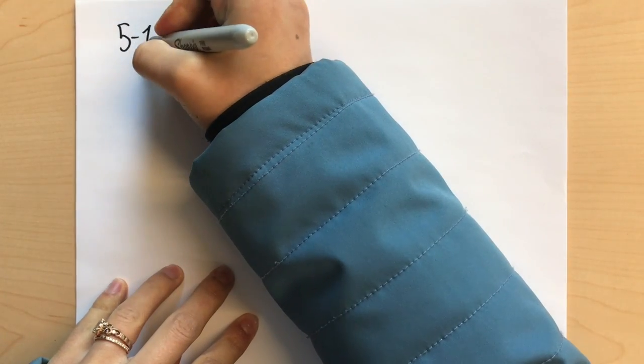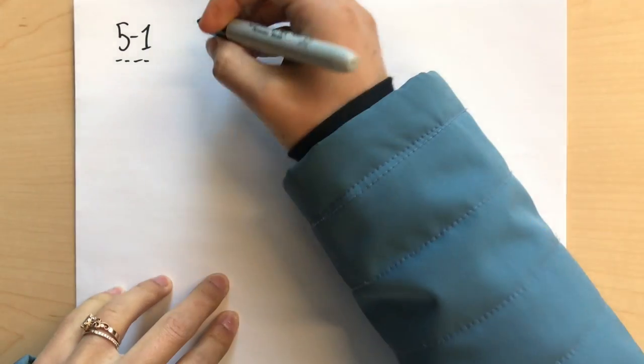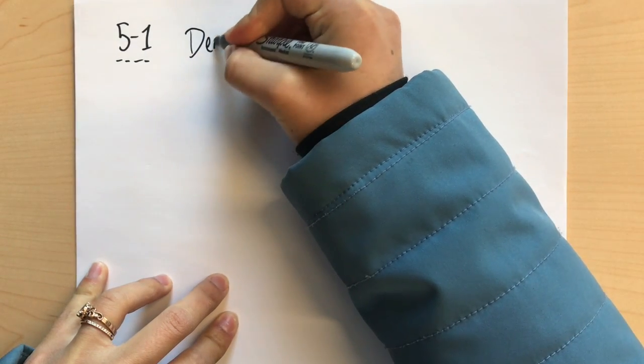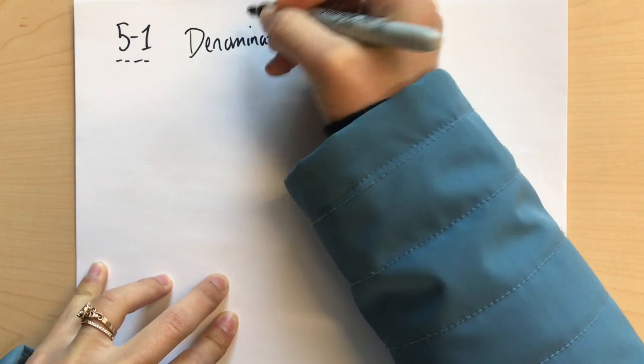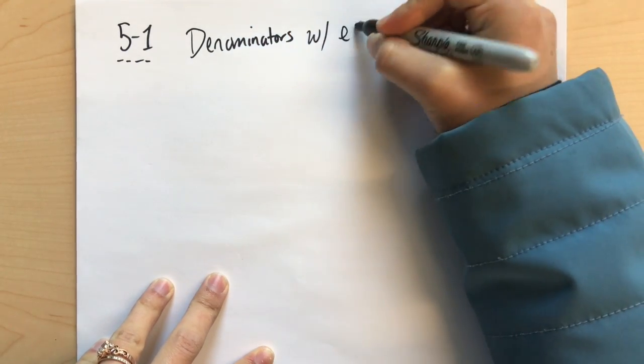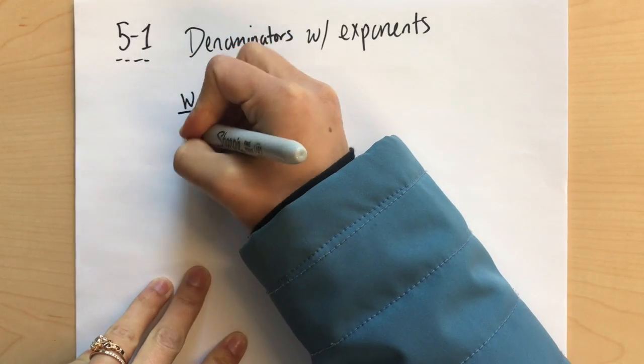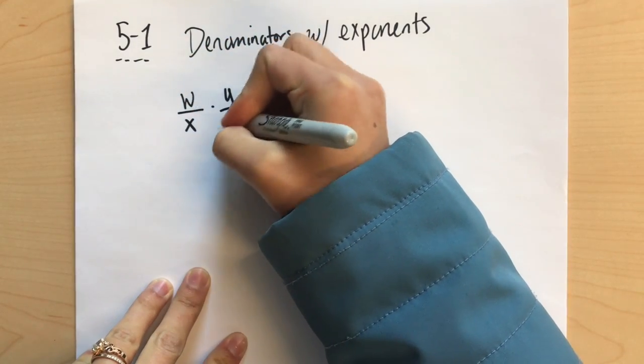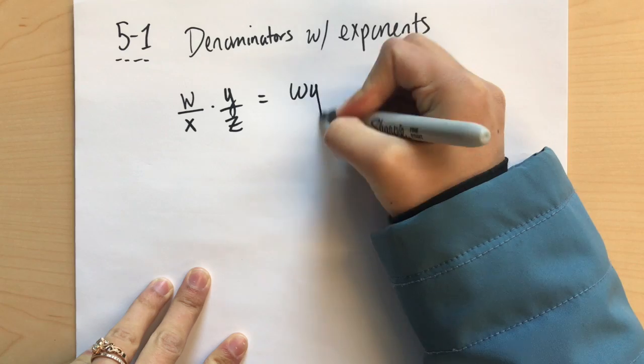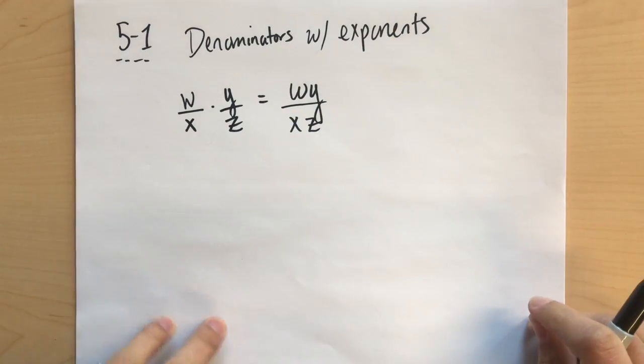Today we are beginning a new chapter, chapter 5. And again, we're just working on our algebra skills, expanding the different things that we know how to do in order to simplify things, to get things to be in their simplest form. Today we are going to do denominators with exponents. We've done exponents before, but now we're going to do denominators.